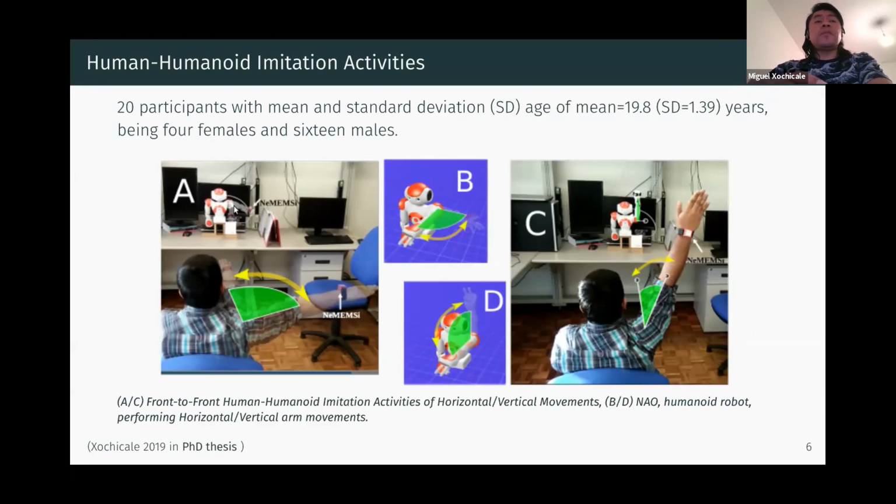Just very simplistic movements like vertical and horizontal movement. So they basically repeat what the robot does, and then I just measure the raw data from the inertial sensors from the participant and the robot as well.